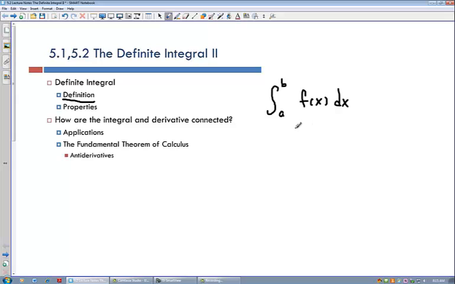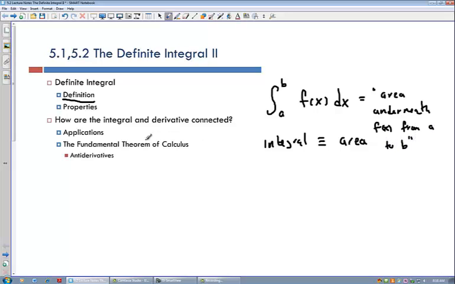When you see the definite integral, or when I say integral, you should think immediately this is equivalent to area, because that's what the integral gives us. So I say integral, you say area, just like when I say derivative, you say rate of change, and vice versa. So this is actually equal to the area underneath f of x from a to b.